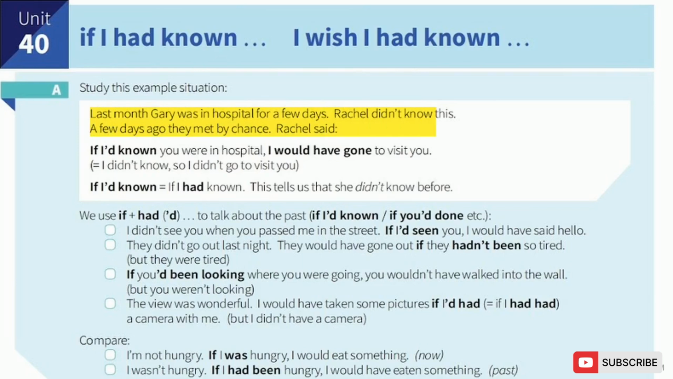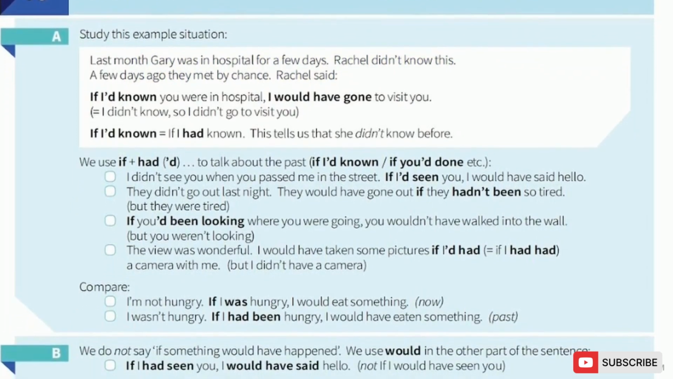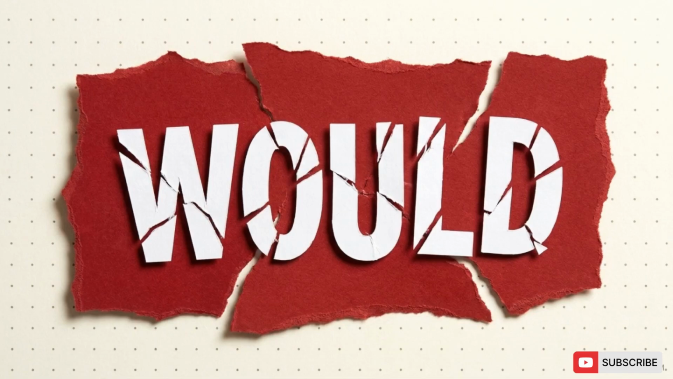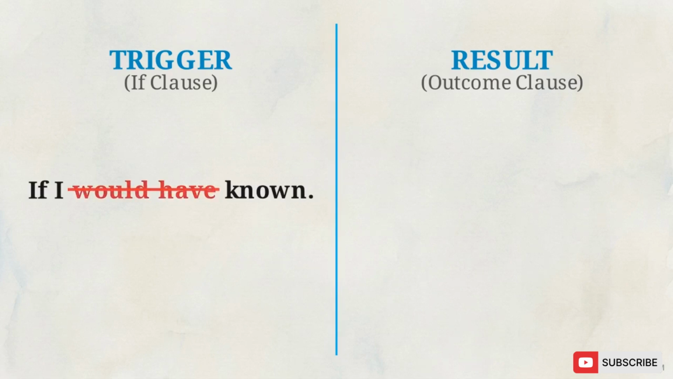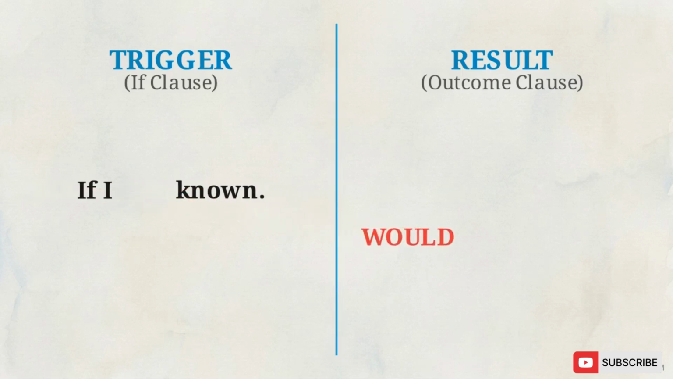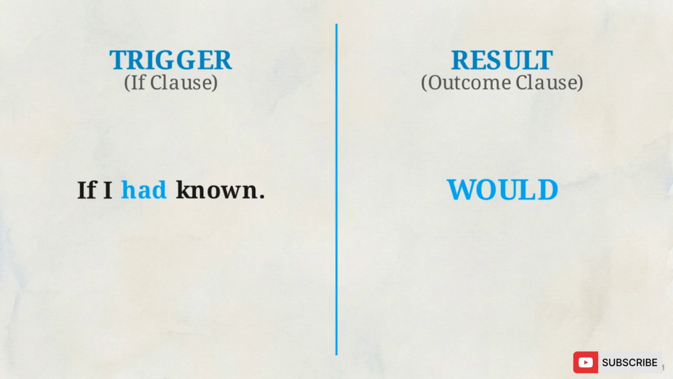Last month, Gary was in hospital. Rachel didn't know this. To change this past fact, Rachel uses a specific trigger, the word if, paired with the past perfect tense. If I had known. It is important to note that the structure breaks the moment you use the word would in this half of the sentence. You cannot say if I would have known. The if clause is strictly for establishing the altered past fact. Because would signals a result, it cannot exist inside the trigger.